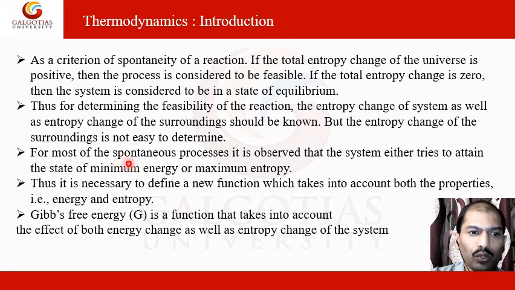For most spontaneous processes, it is observed that the system tries to attain either a state of minimum energy or maximum entropy. Thus it is necessary to define a new function which takes into account both properties, that is energy and entropy. Gibbs free energy is the function that takes this into account, so its relevance is very important. The effect of both the energy change as well as the entropy change of the system is very crucial.